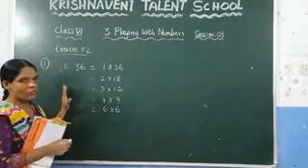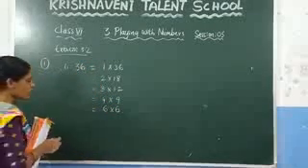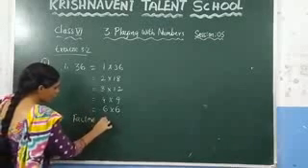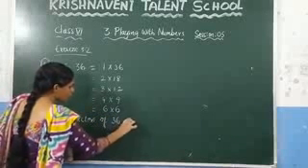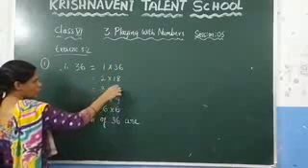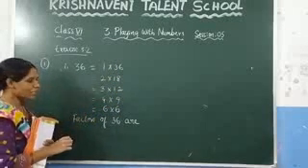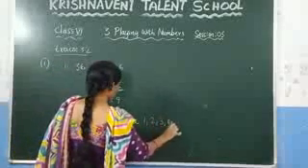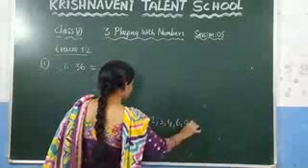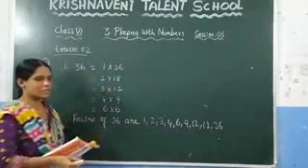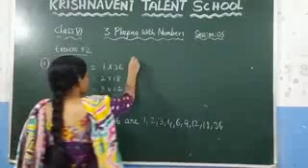Now you can write the factors in the form of a U shape. So write here: what are the factors of 36? The factors of 36 are 1, 2, 3, 4, 6, 9, 12, 18, 36. These are the factors of 36. And see the next question in this.